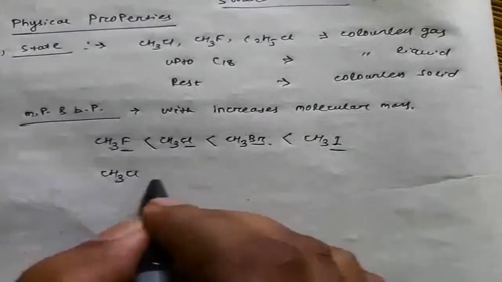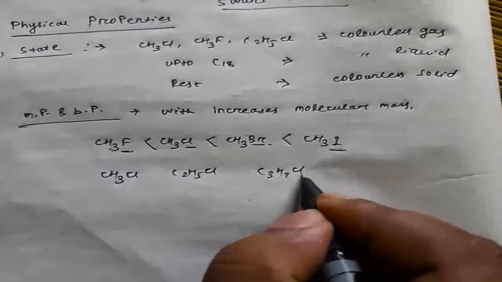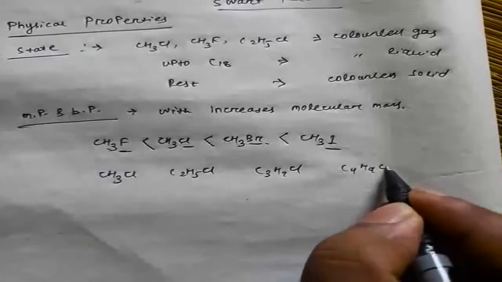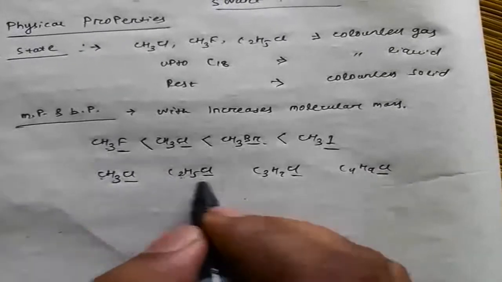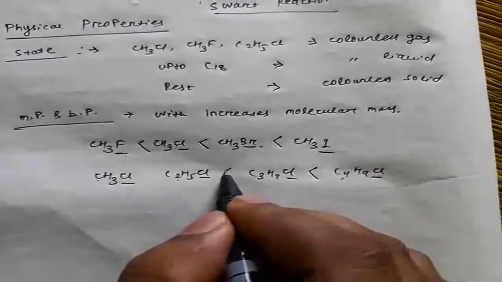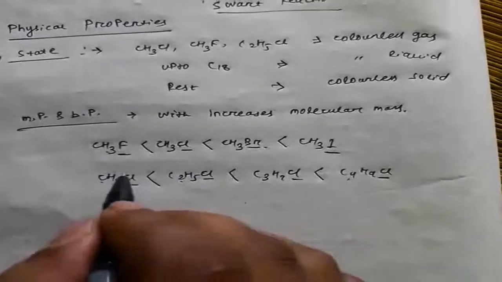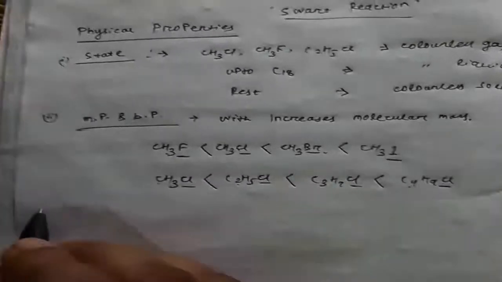Suppose CH3Cl, C2H5Cl, C3H7Cl, C4H9Cl. Among these four, the halogen atom is common, but here 1 carbon, 2 carbon, 3 carbon, 4 carbon. So 4 carbon has more molecular mass, then 3, then 2, then 1. With increase of molecular mass, melting point and boiling point increase.